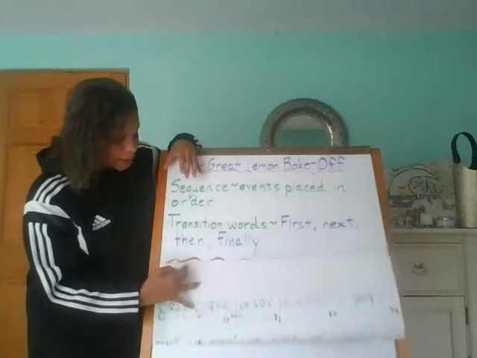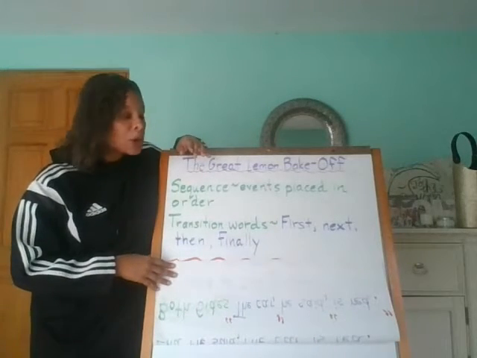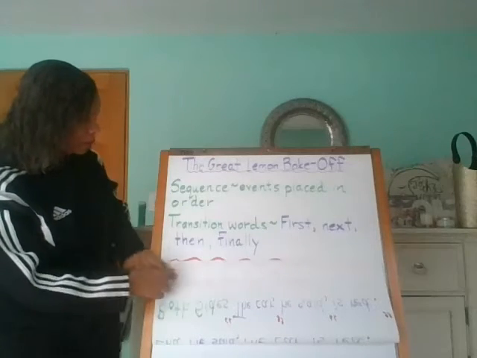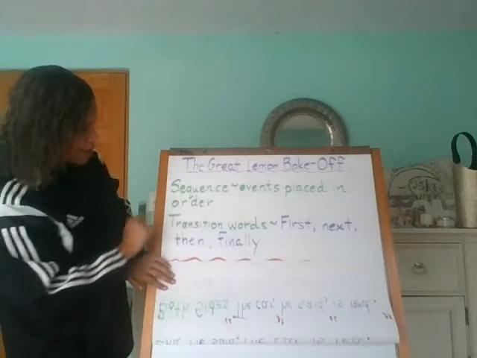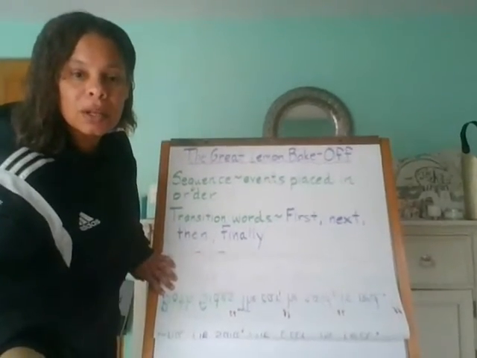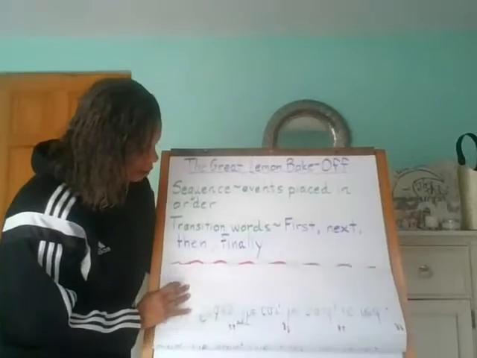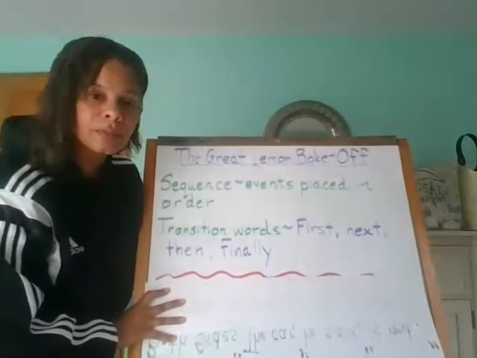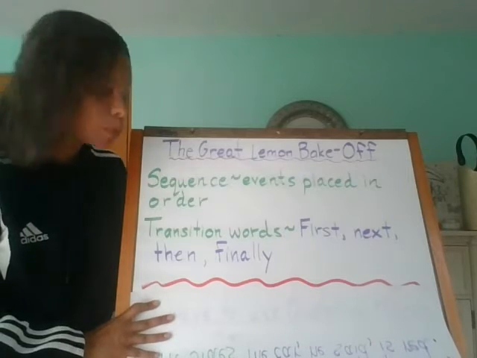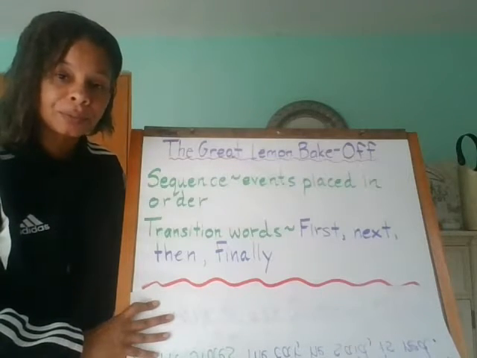in certain places in the story. At this point, you can put me on pause to get the definition written down, the title written down, and then also the definition of sequence, and then the transition words. I'll move you a little bit closer, in case it's a little bit blurry. Okay, you put me on pause at this point to get the definition written down.